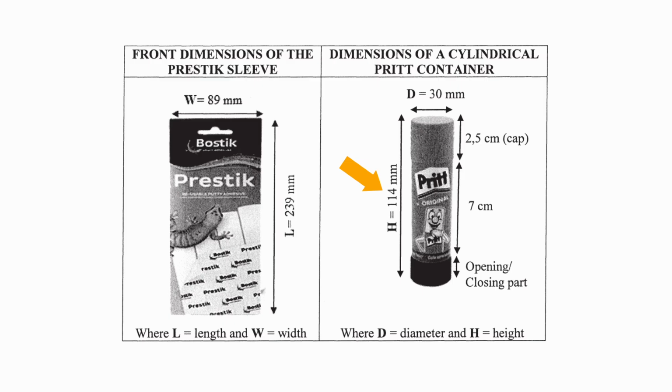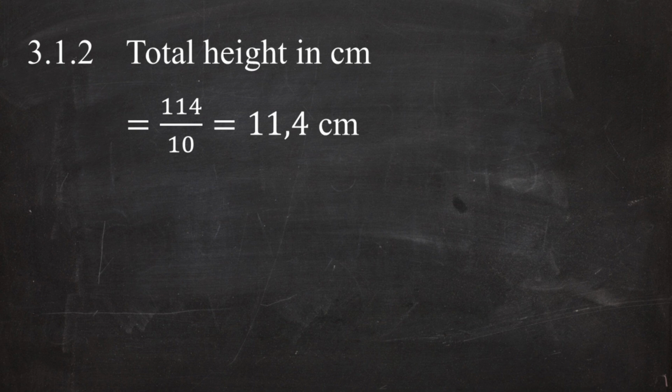From the diagram, we see that the total height of the Prit container is 114 millimeters. We also know that there are 10 millimeters in 1 centimeter. So 114 millimeters equals 114 divided by 10 millimeters per centimeter, and this equals a total height of 11.4 centimeters.